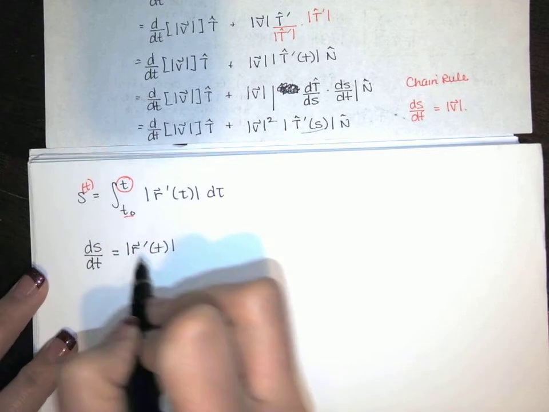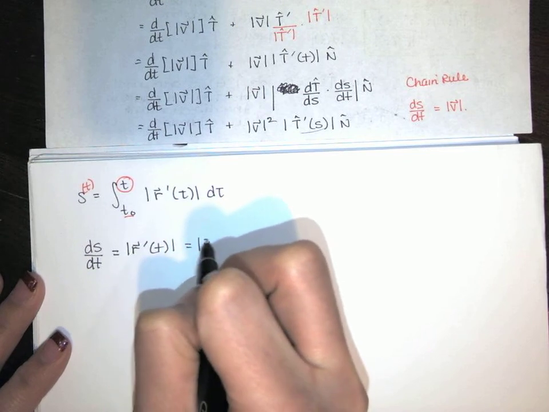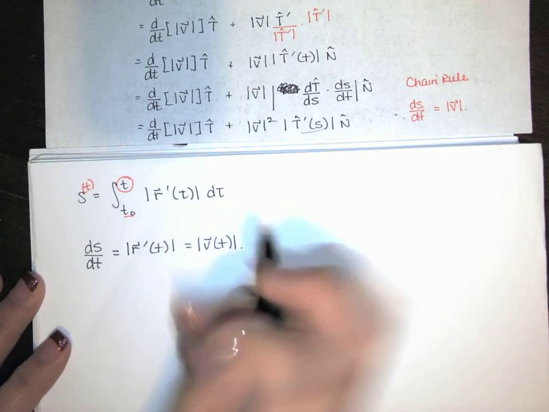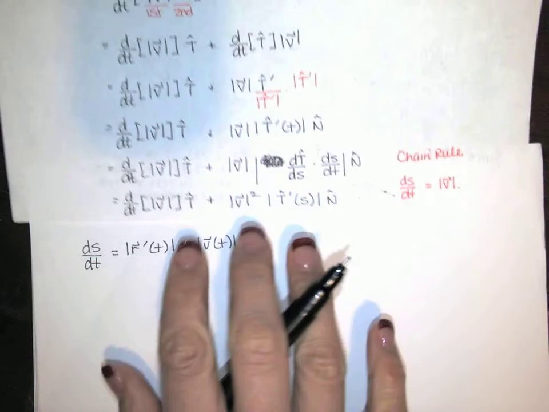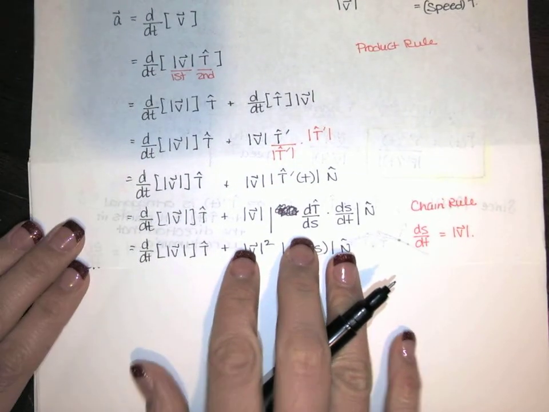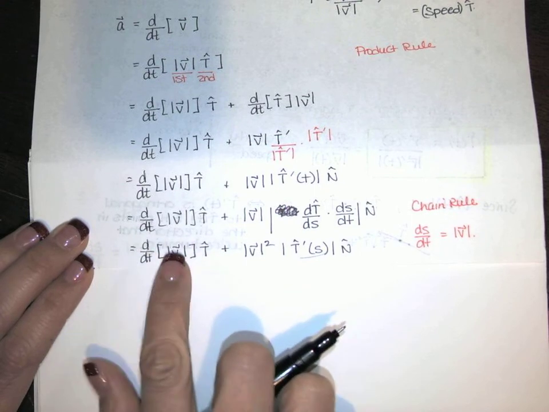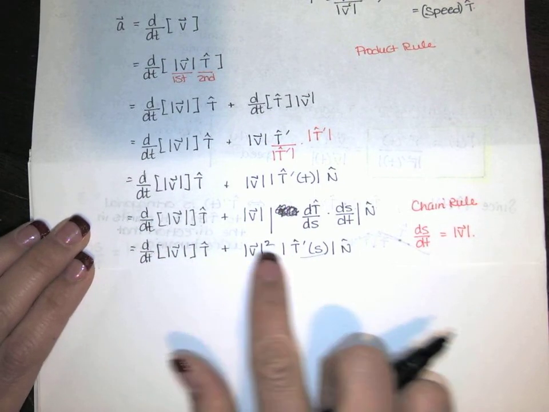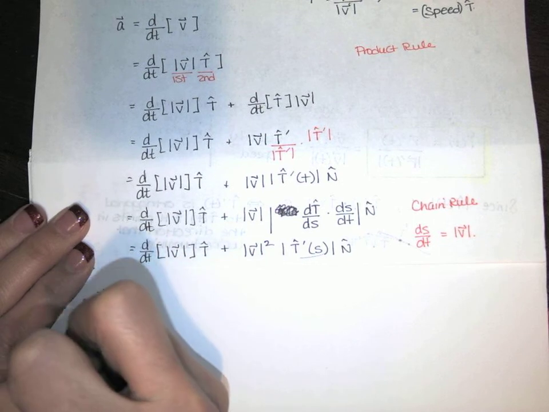Well, that is the velocity, and the magnitude of velocity is speed. So that's what I've used right here. Okay, so let's get back to acceleration. So now we see this. Acceleration is this constant times t hat plus this constant times n hat. And I think that's exactly what we were trying to prove.